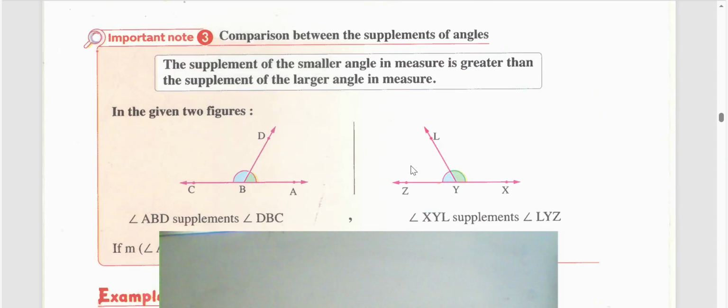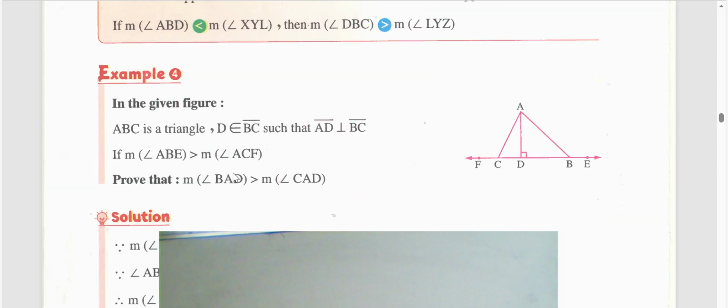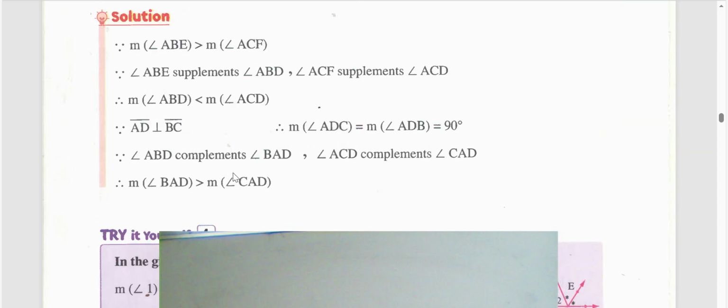Also, the supplement of the smaller angle in measure is greater than the supplement of the larger angle in measure. This green here is greater than green, and blue here is less than blue here. In the supplement of the angle, it will be the inverse relation, because the supplement of the measure of the smaller angle is greater than the supplement of the larger angle. Understood? We have two angles different in measure. The first is greater than the second, then the supplement of the first is smaller than the supplement of the second. Supplement, it will be the inverse, and also complement is the inverse.